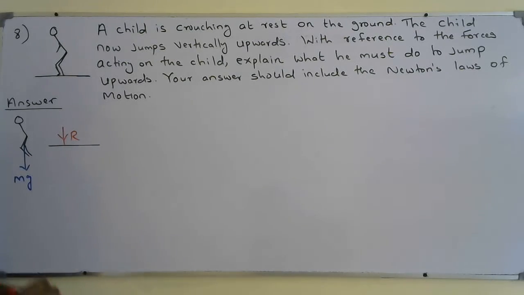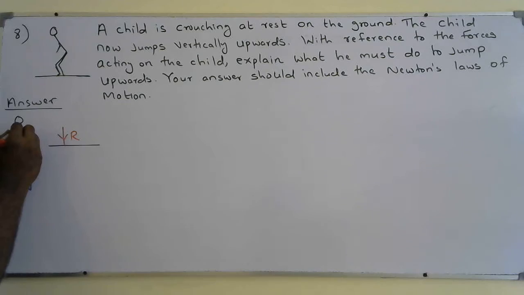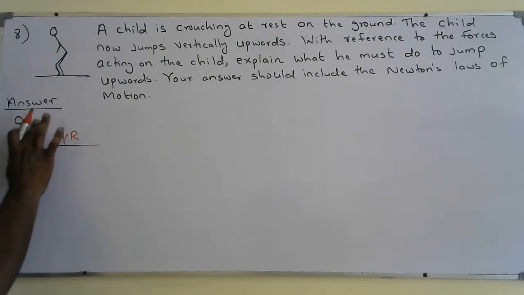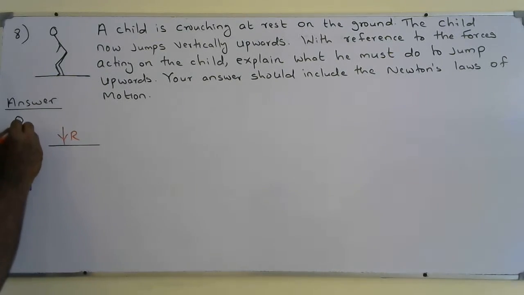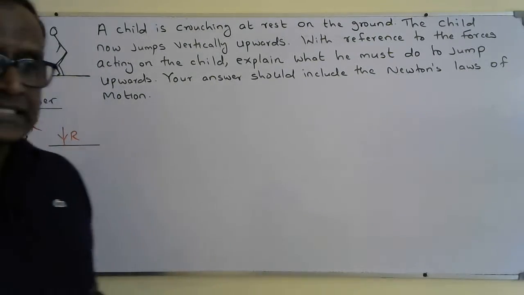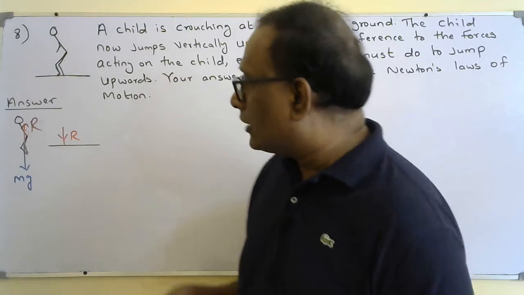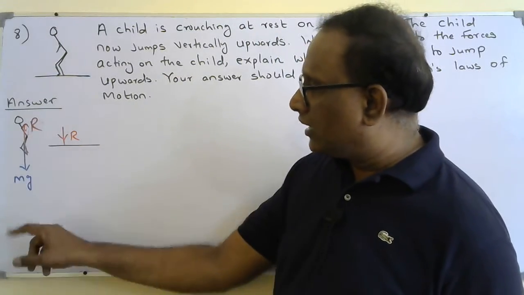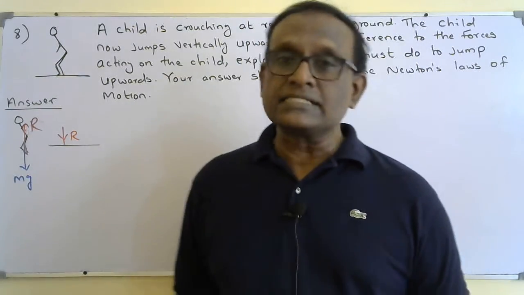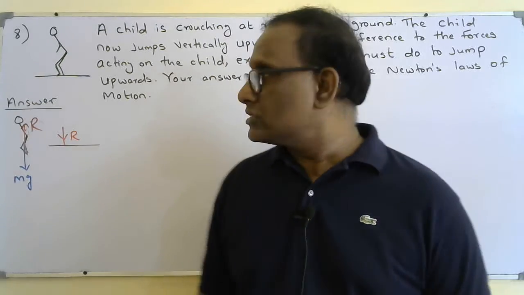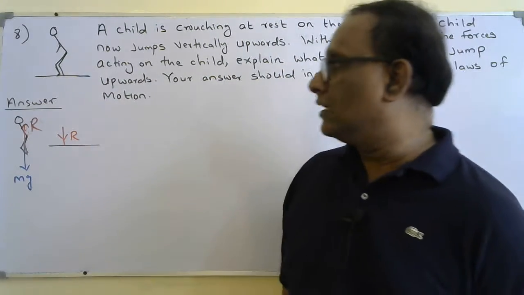The child is pushing the ground downwards. The ground will push the child upwards. We call it the normal reaction. So they should be on the same line of action. So I'll draw somewhere here the R, the force R in the upward direction on the child. Okay, so when he is at rest, there are only two forces acting on him. The push by the ground R and the weight balance each other. No resultant force. The child is at rest initially.